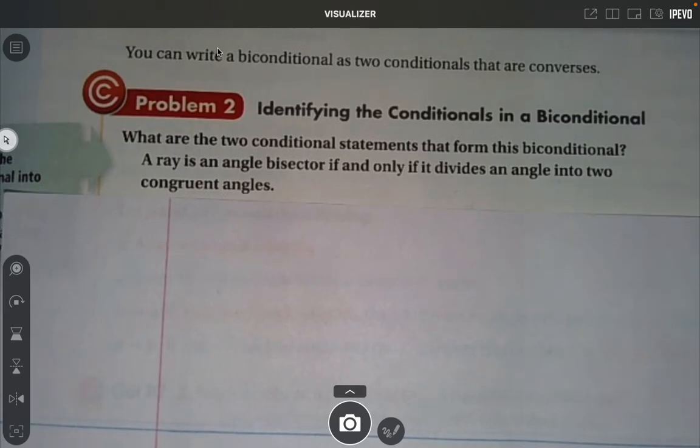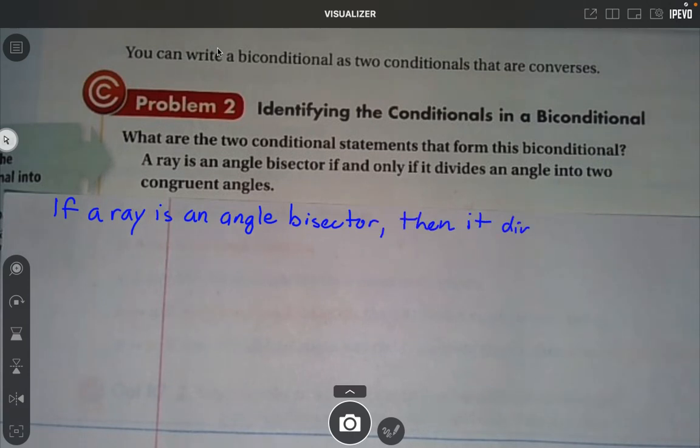So I'm going to write these out. It'll take me a second. So the first one's always easy. It's just in order. If a ray is an angle bisector, then it divides an angle into two congruent angles. Is everybody okay with that? Guys, it takes forever to write.